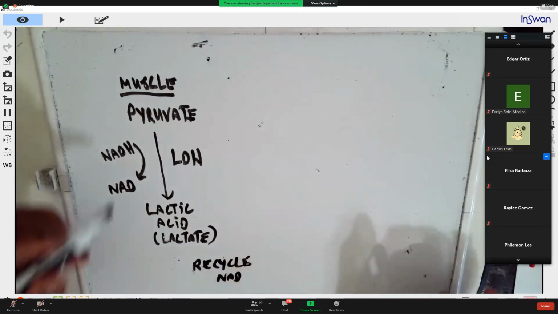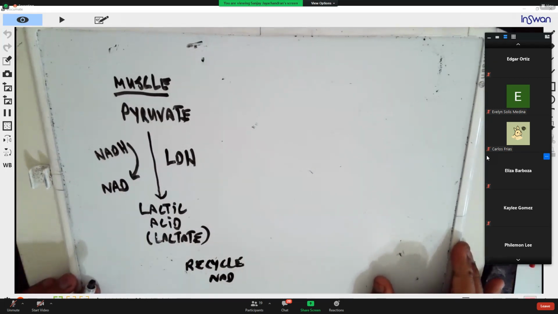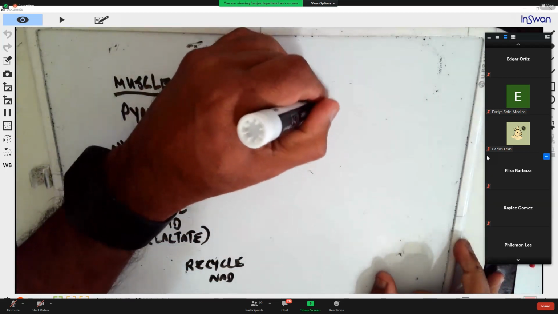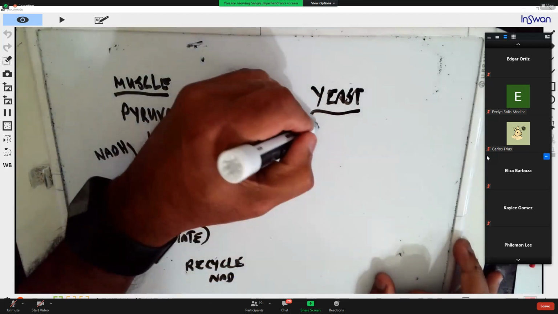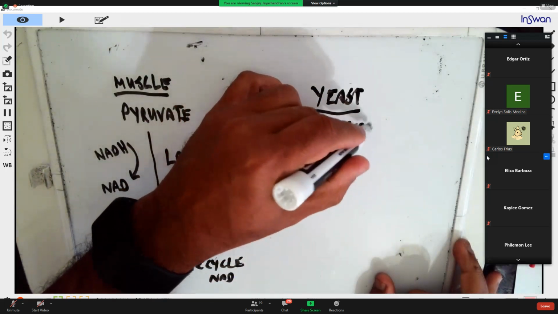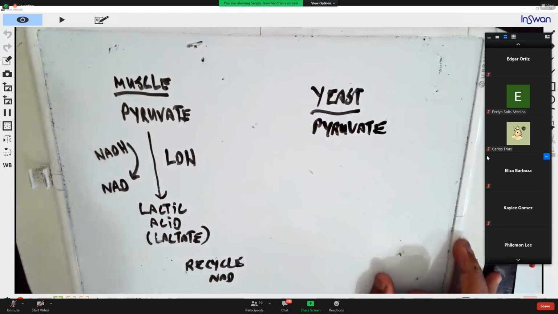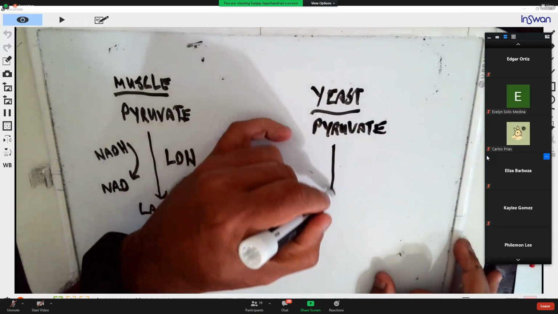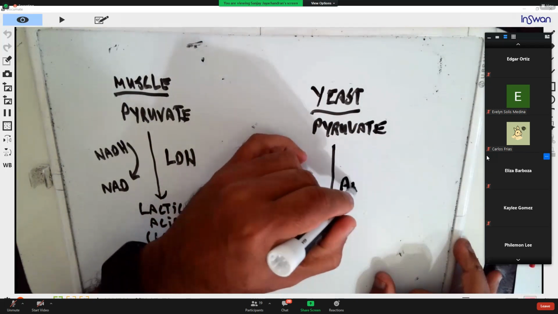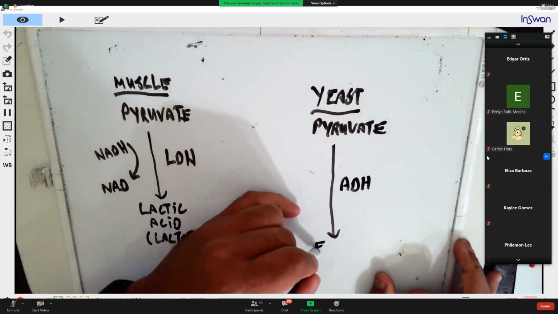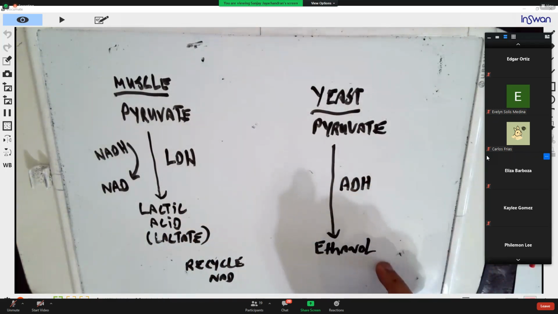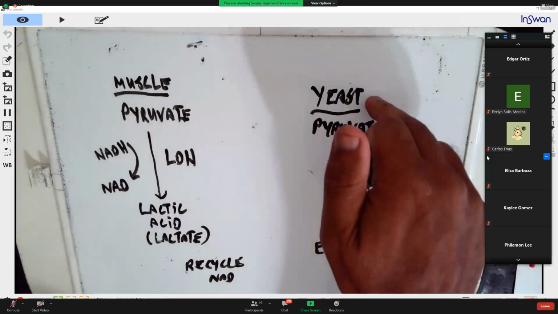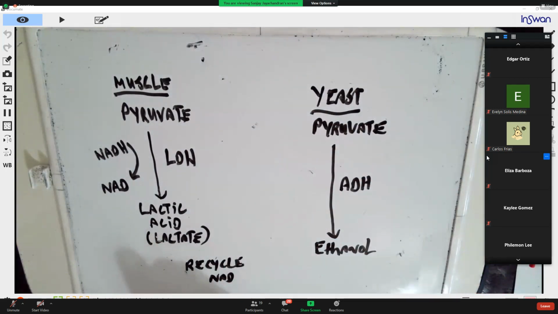Now, this is not the only anaerobic or fermentation reaction that occurs. There's another one, and that's in yeast. So yeast do something similar. They take pyruvate, they convert it via an enzyme called ADH, but this time to ethanol. This is how you make alcohol, beer, wine, whatever. You put yeast under low oxygen conditions, anaerobic conditions, and you're going to get them to produce ethanol.